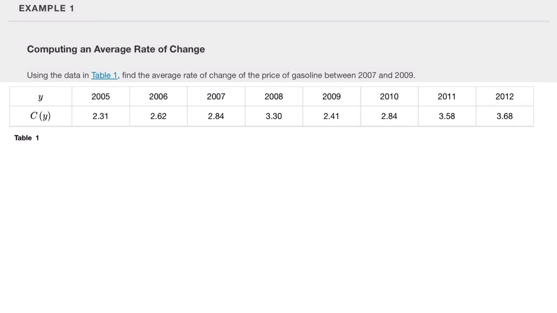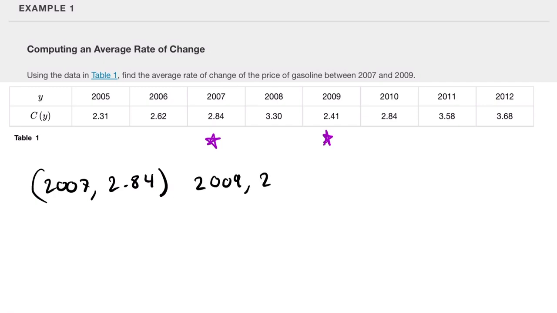So here it says, using the data in Table 1, find the average rate of change of the price of gasoline between 2007 and 2009. Let me mark those. So 2007 is here, 2009 is here. If it wants the average rate of change, essentially it's just asking for the slope between those two points. So let me first list out the ordered pairs that are given. We're looking at 2007, and the corresponding output is 2.84. And then we also have 2009, and the corresponding output is 2.41.